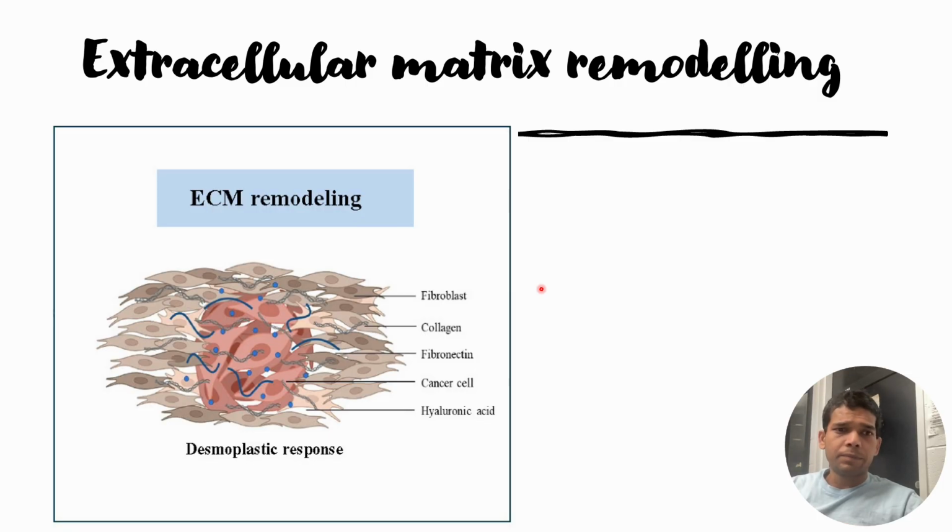It usually surrounds the tumors, and it also acts as a physical barrier that helps in immune evasion. That is, immune cells do not come and interact with the tumor cells, as this desmoplastic nature of the tumor microenvironment prevents those interactions.